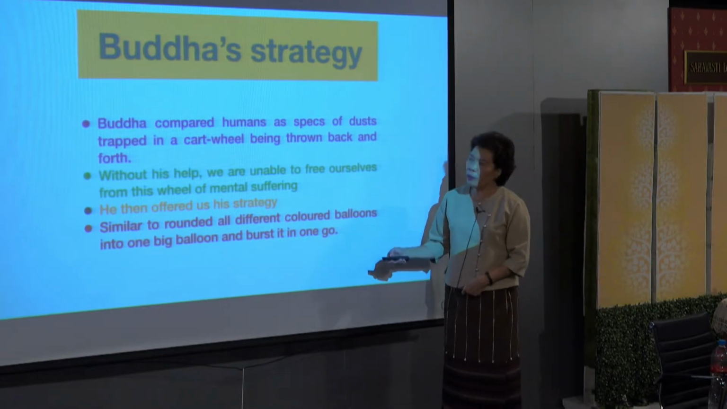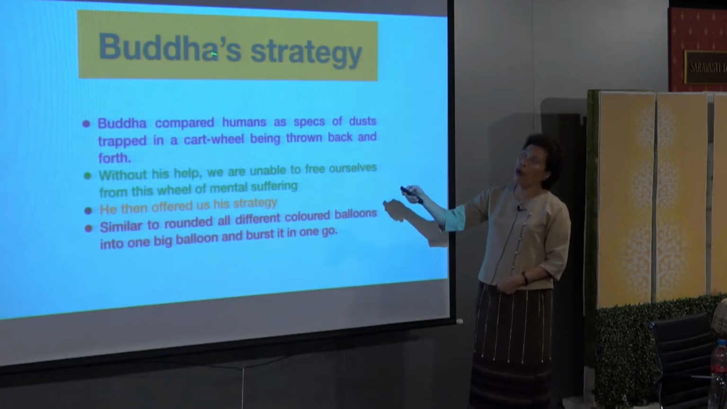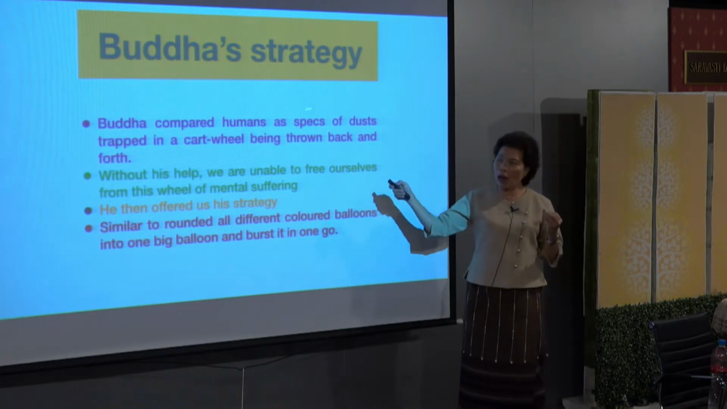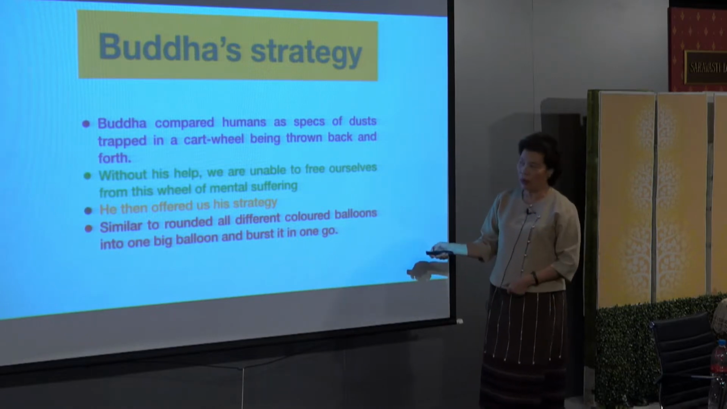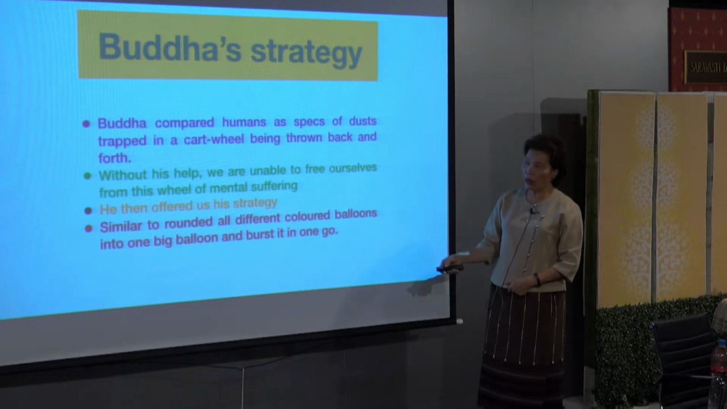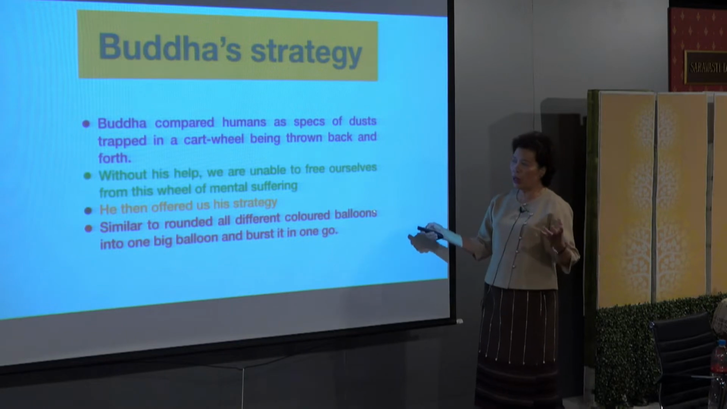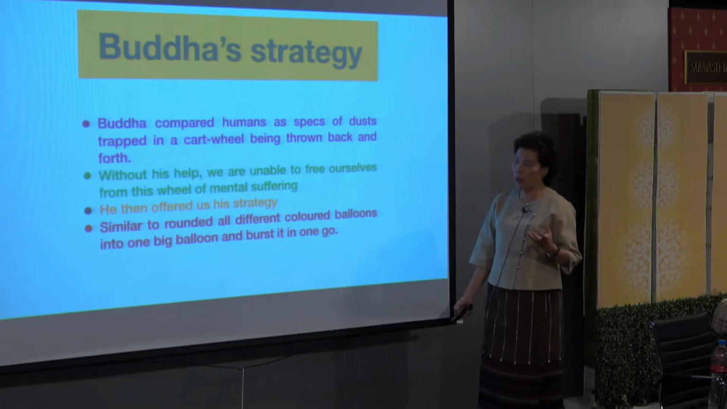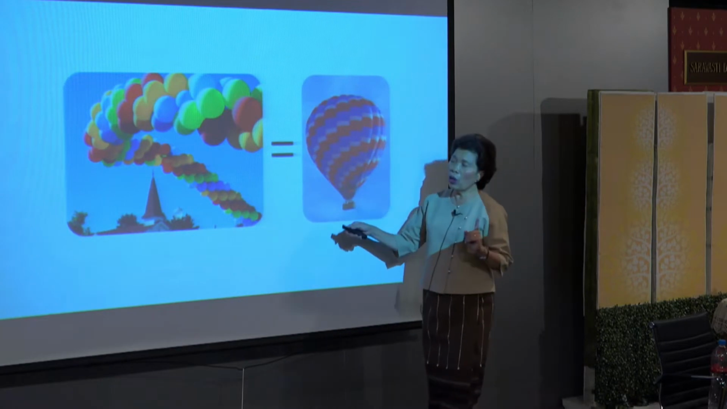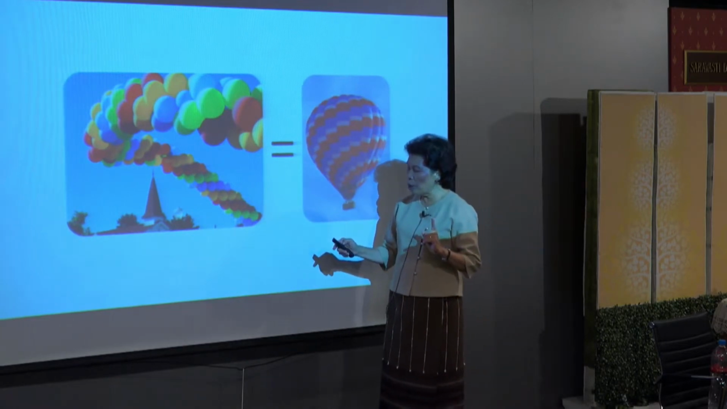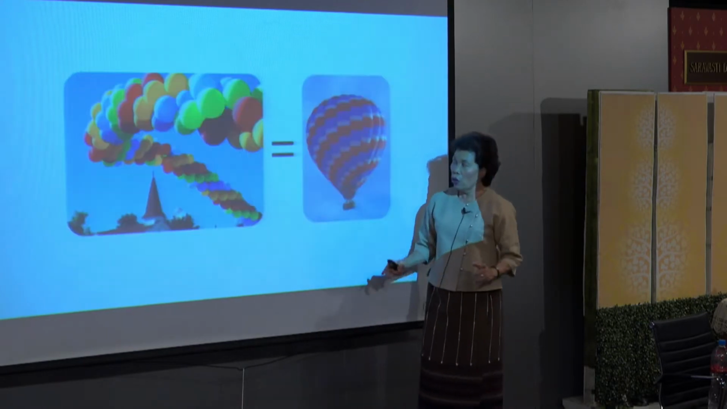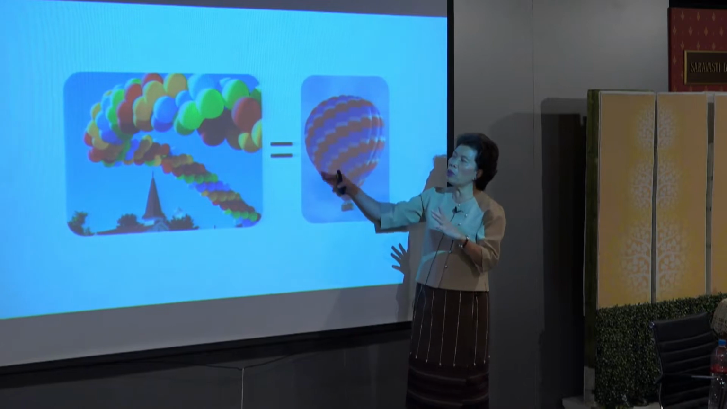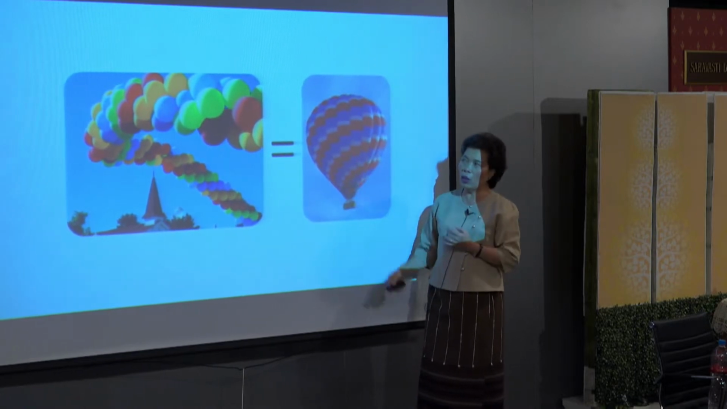So therefore, the Buddha offered us his strategy for how to escape from this cartwheel that is being thrown back and forth. He offered his strategy to us, similar to rounding up all these different colored balloons into one big balloon and bursting it in one go. So it means that no matter what problem you have, use the Buddha's strategy: round them up into one big balloon and then we burst it in one go.